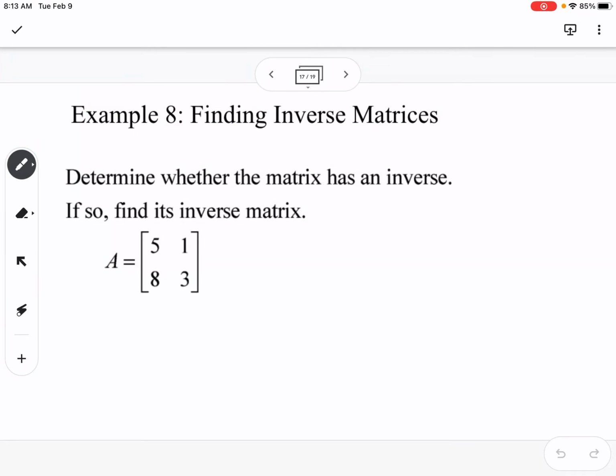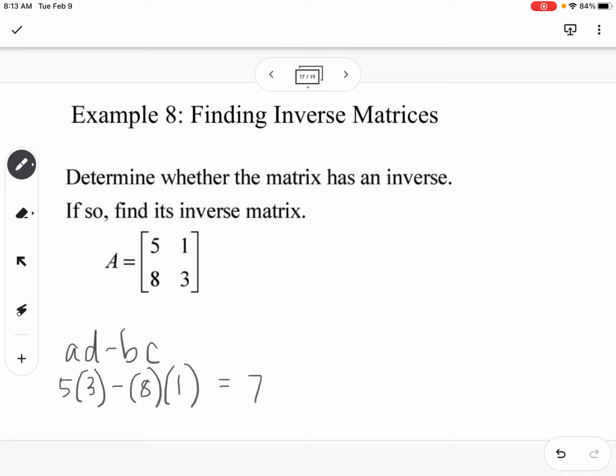Okay, so we're going to find the inverse. First of all, I could find the determinant. I could do AD minus BC to make sure it does not equal 0 so that I know there is an inverse here. So this would be 5 times 3 minus 8 times 1. That'd be 15 minus 8, which is 7. Okay, that does not equal 0, so that means that yes, there is an inverse.